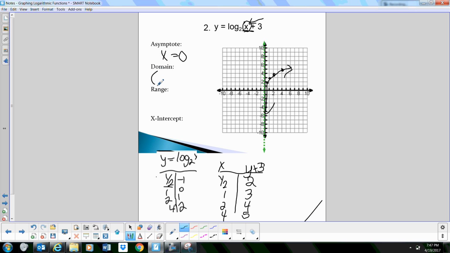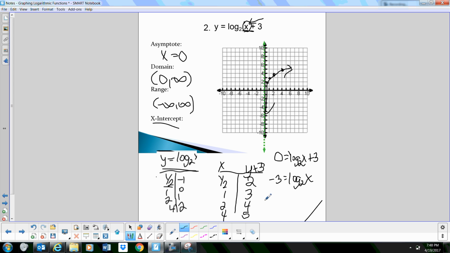Okay, so our domain did not get shifted from the parent log function, this function right here. The range still remains all real numbers, negative infinity to positive infinity. But what is the x-intercept? Well, to find the x-intercept, we're going to need to set this log equal to 0. To find the x-intercept, you plug in y is 0. To find the y-intercept, you plug in x is 0. So let's plug that in. Okay, so now we need to solve this for x. So we're going to get negative 3 is equal to log base 2 of x. Okay, now we need to solve this for x.